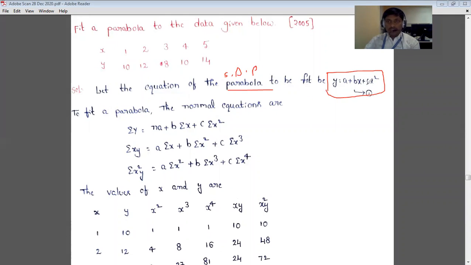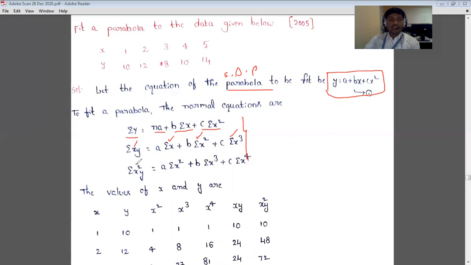Immediately what we have to write, to fit a parabola or second degree polynomial, we require normal equations. Simply we got these three normal equations. So first we are writing summation y equals na plus b summation x plus c summation x square. And next we are multiplying with x. So x here, and a summation x, already x here, so x square, and this is x cube.